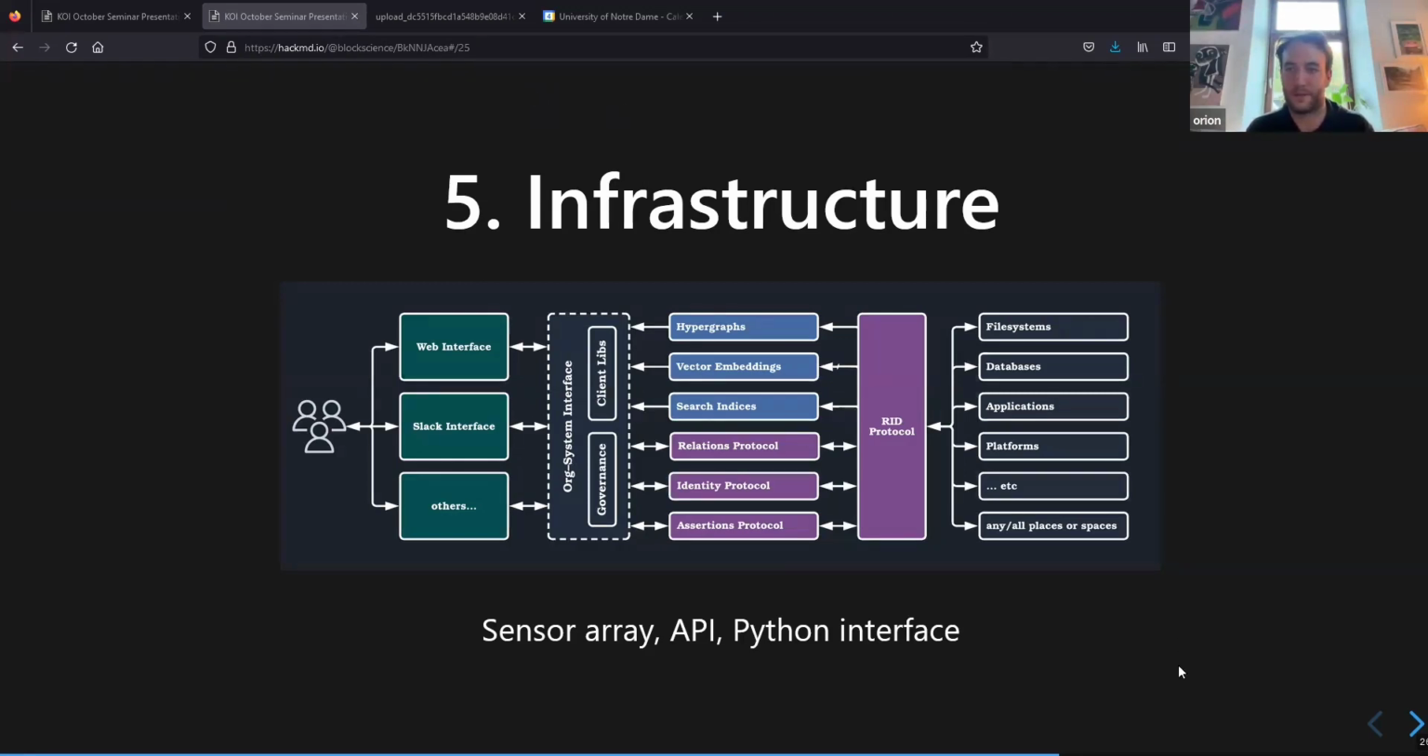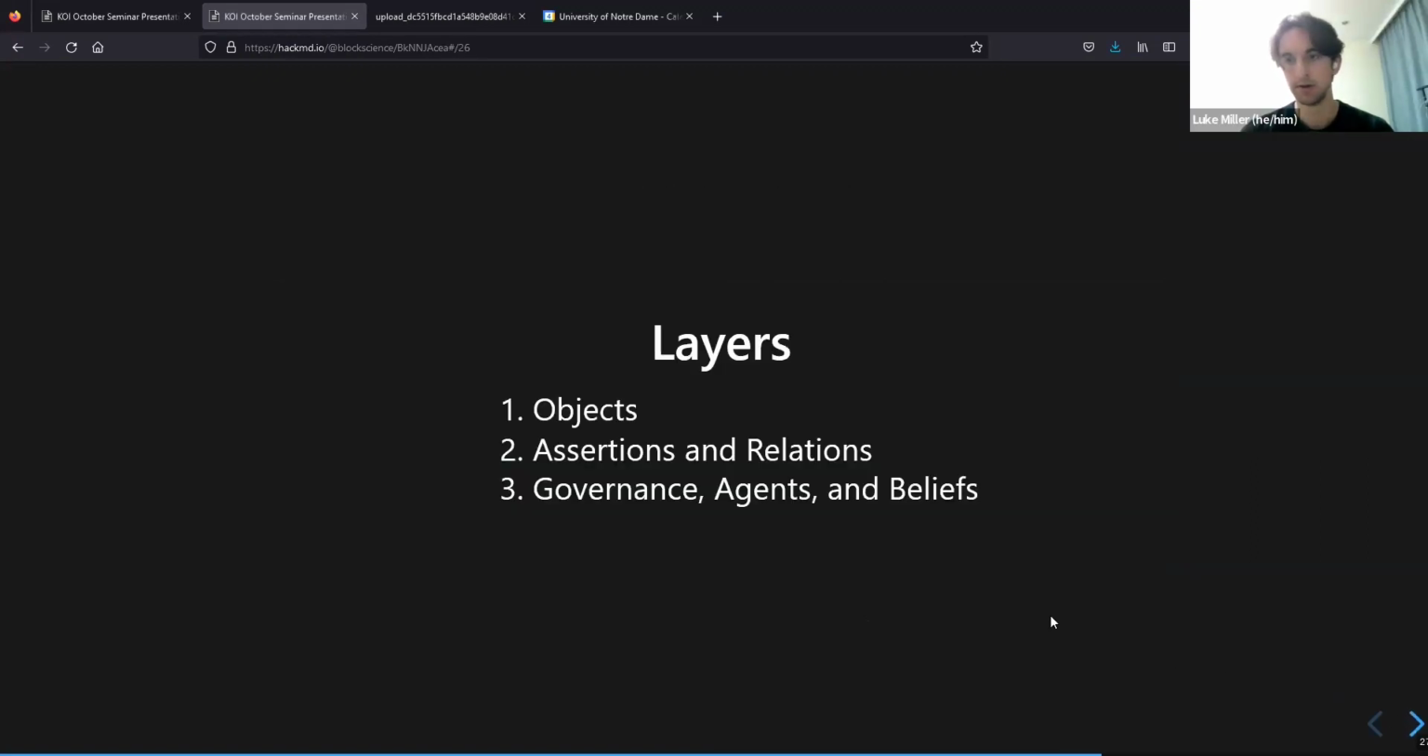I think that's all I got for now. I think that's a really good segue into the next section, actually.